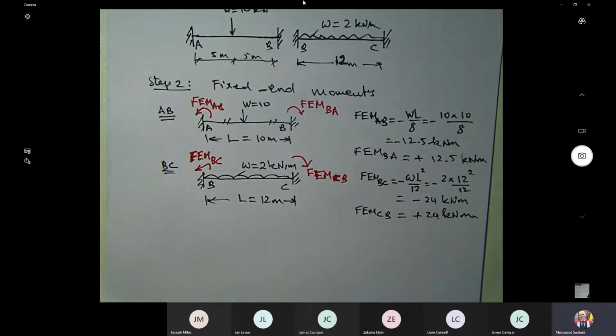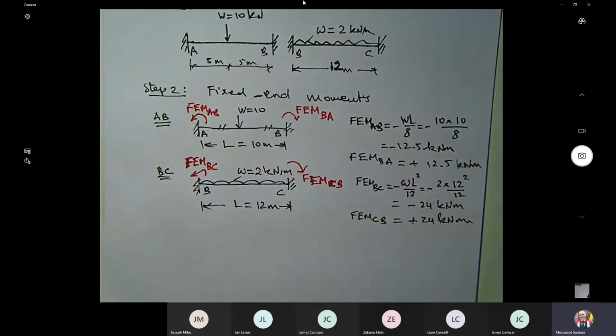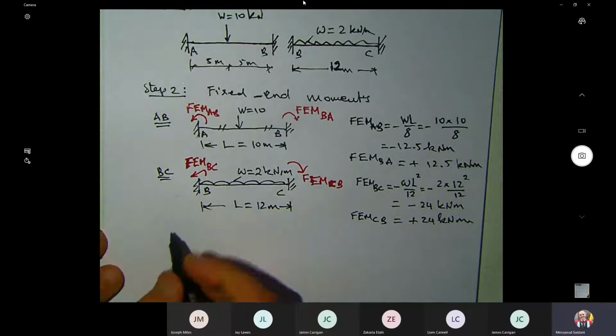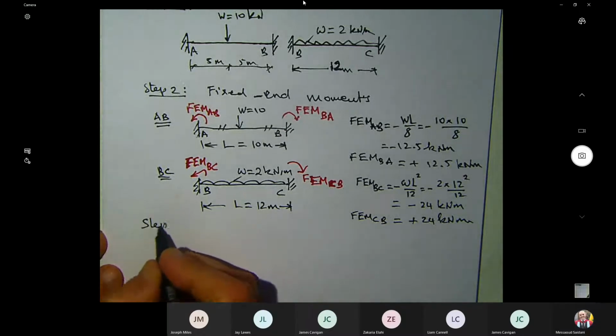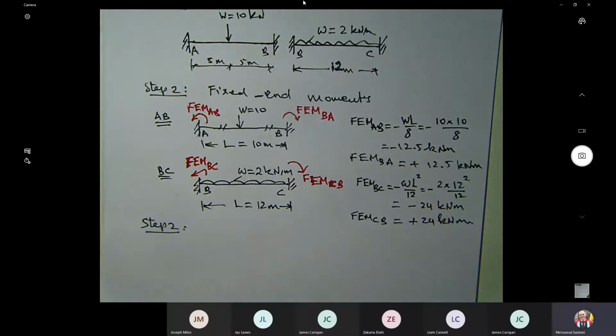Please, if anything is not clear, just stop me. Yeah, just raise your hand, ask the question. Is that okay? Okay. So now we've got, that's the first step, right? So we've done that. Step 2. So what's the second step? Do you remember?